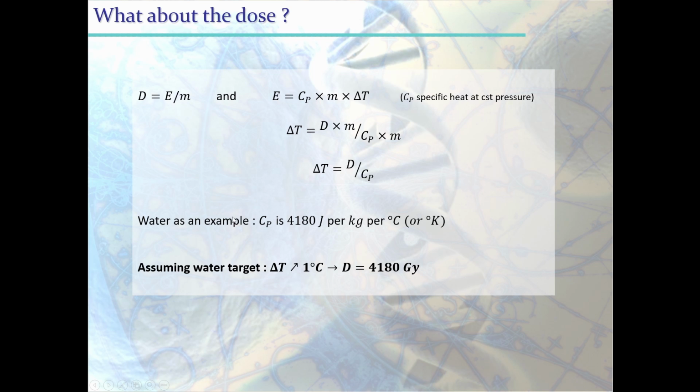If we take water as an example, Cp is something like 4,000 joules per kilogram per degree. And if you assume that you are treating a water target, to have an increase of 1 degree, which is not a lot, you need to deliver a dose of 4,000 grays. And you remember when we were talking about irradiation, we said 2 grays per delivery session. So this is a huge, huge amount.